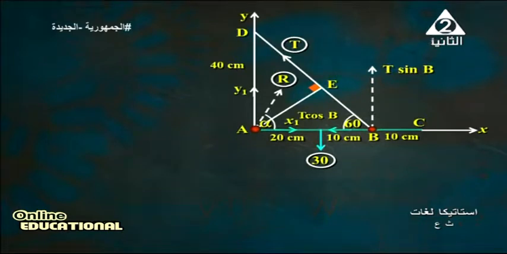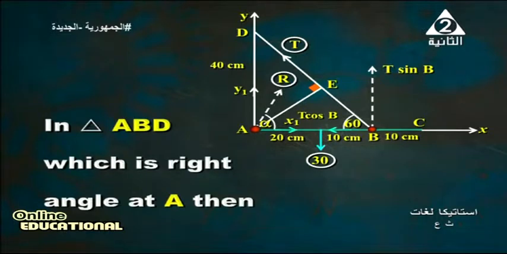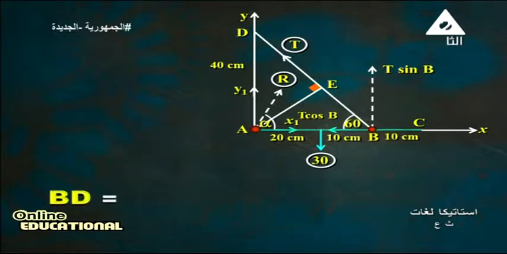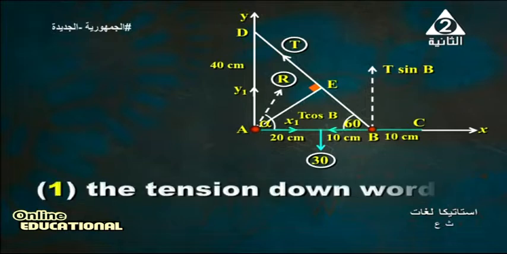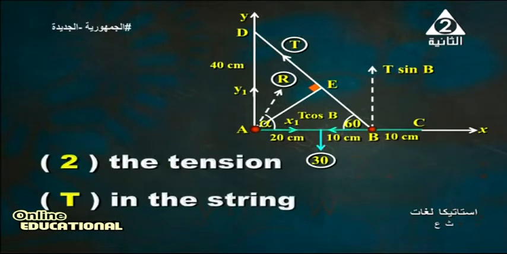Look at this very important example. A, B, C. A, B, C is the rod. Look at triangle ABD, which is right-angled at A. Then BD is the hypotenuse, equal to the square root of 30 squared plus 40 squared, equal to 50 centimeters. Then the tension is drawn towards D, tension number 2, T is the string.